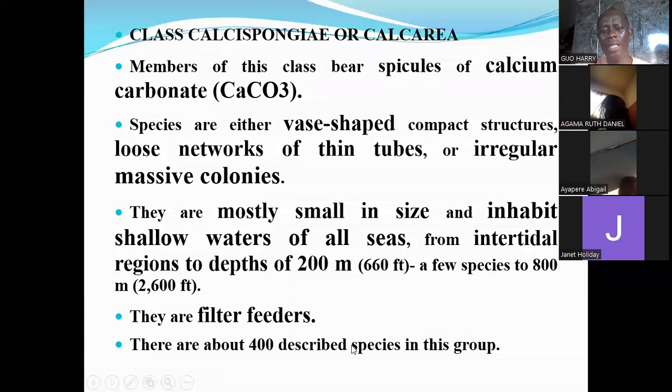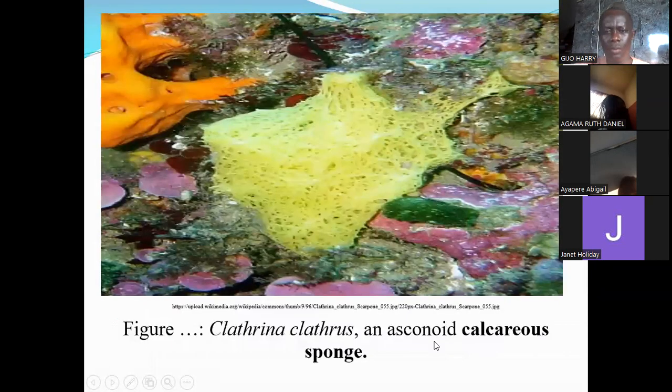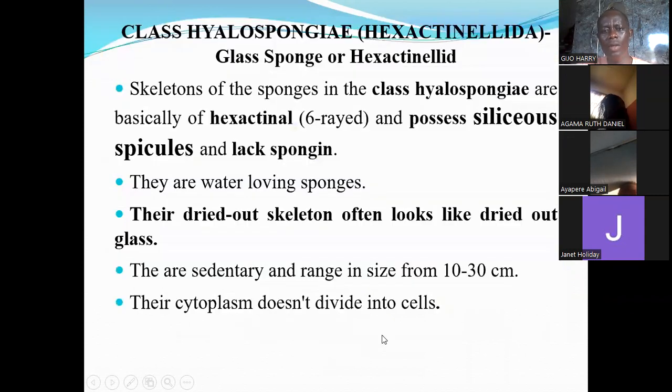There are about 400 described species in this group. This is an example of an asconoid sponge in the class Calcispongia. The name of this sponge is Clathrina clathrus. The next class we want to look at is the class Hyalospongia.